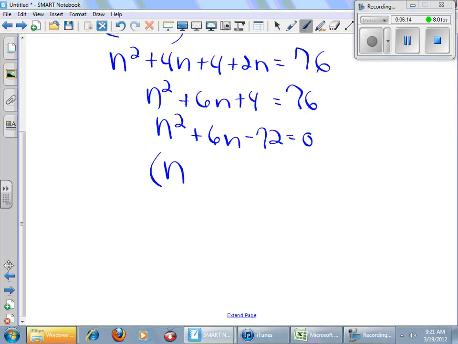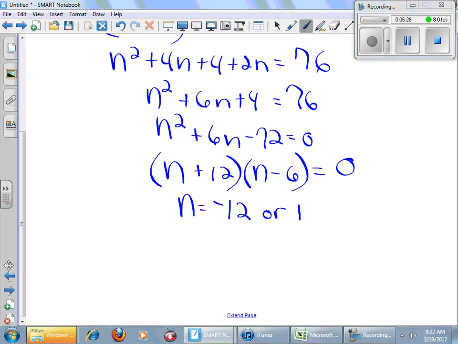Looks like it's a trinomial. It's going to factor like this. I need 2 factors of 72 to subtract to get positive 6. 12 minus 6 seems like it'll work. So n could equal negative 12, or n could equal positive 6.